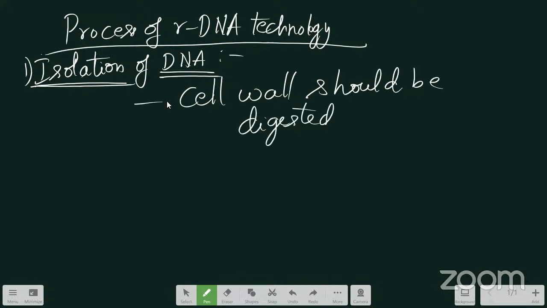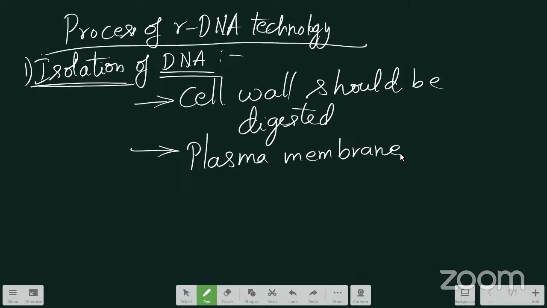And next, what do we have to do? The cell has the plasma membrane. The plasma membrane can be digested by some concentrated enzymes, so very easily we can do it. After that, the complete cytoplasm along with the cell organelles will be present. That is the isolation of the DNA.